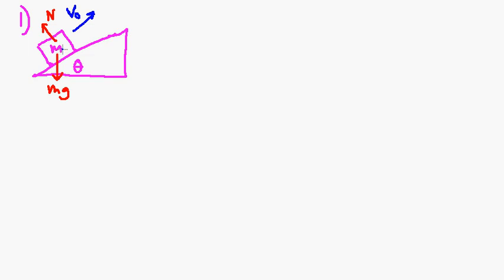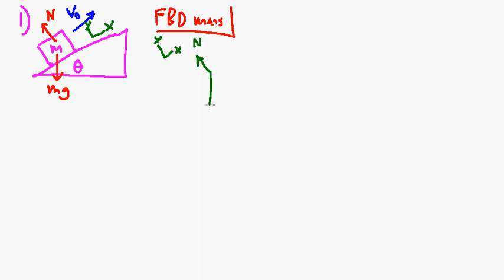So we do a free body diagram, FBD, for the mass. Let's just change colors again for fun. So there's X and there's Y. And so we've got a normal force like that. We've got mg like that. There is our theta. Actually, this is theta, more like it.